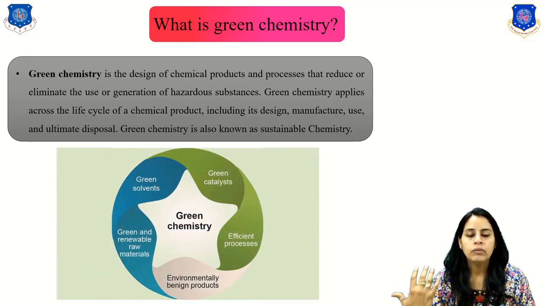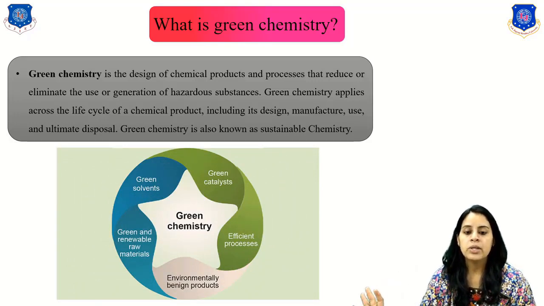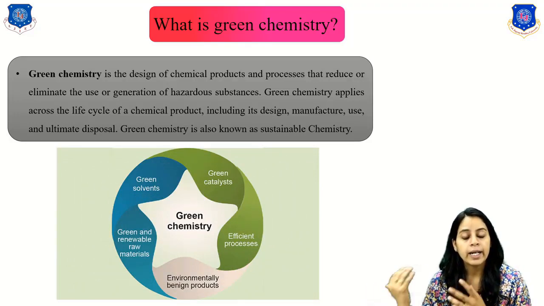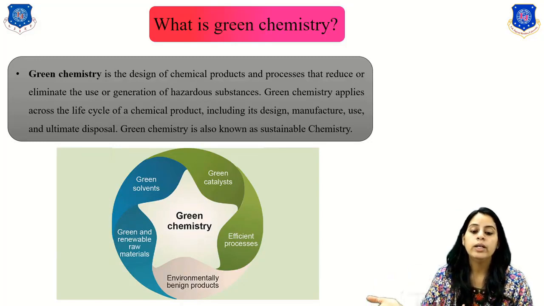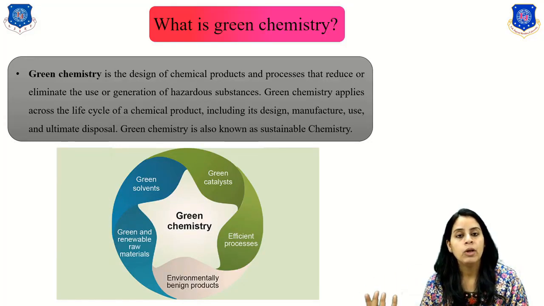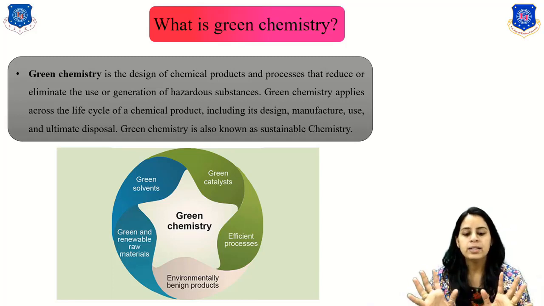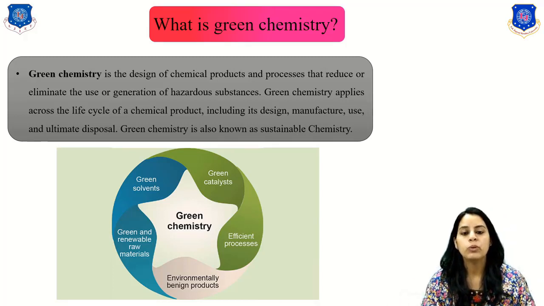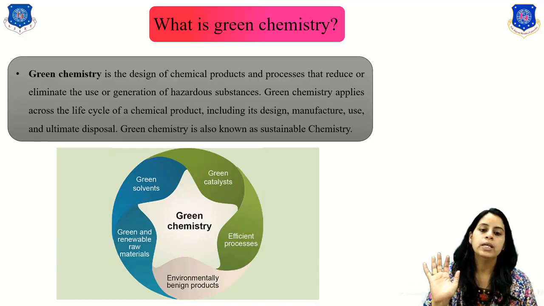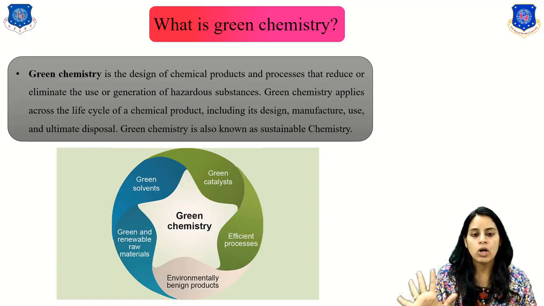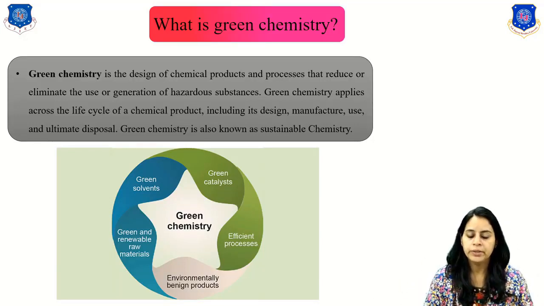Okay, for better understanding, one figure is given. So green chemistry involves green catalysts, then green solvents, then green and renewable raw materials, and efficient processes. So basically they are environmentally benign products, right? So this is the green chemistry. This is all about green chemistry, right?